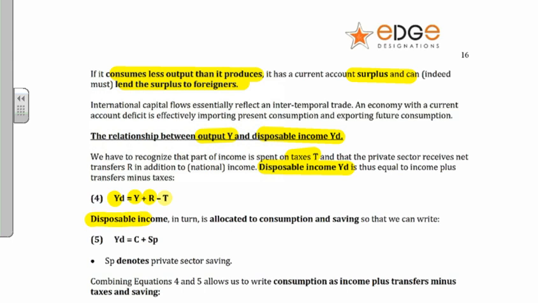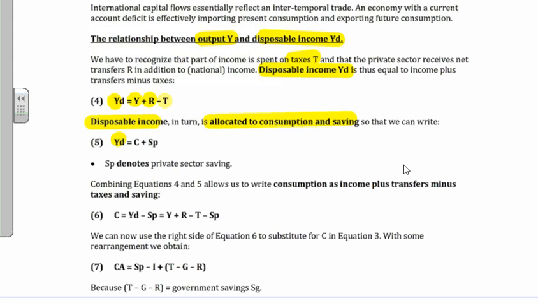So what do we say? Disposable income is allocated to what? Consumption and saving. So YD, which is my disposable income, is equal to C, consumption, plus SP, private sector saving. What if I now decided to merge those two equations, because they're both YD? What do I get? C, consumption, is equal to YD less SP. YD is my disposable income less my savings, which is also equal to Y, my output, plus money in and out, less taxes, less private savings.